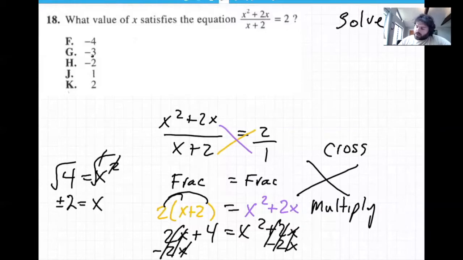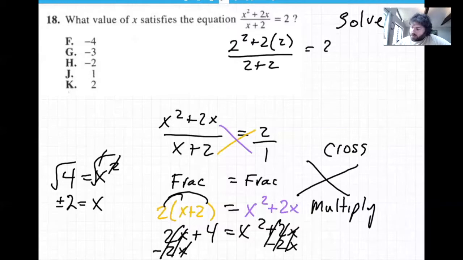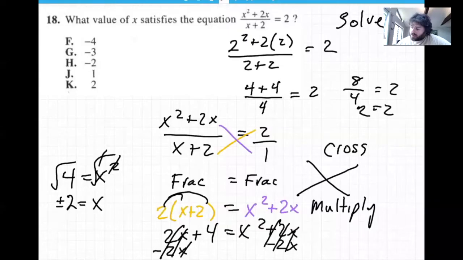Now I see 2 and negative 2 as answer choices, so I feel like I need to plug these back in. When I plug in 2, I get 2 squared plus 2 times 2 over 2 plus 2, and this is supposed to equal 2. Does it? Well, let's check. 2 squared is 4, plus 2 times 2 is 4, over 2 plus 2 is 4, and that's 8 over 4 equaling 2. So yes, it does work.